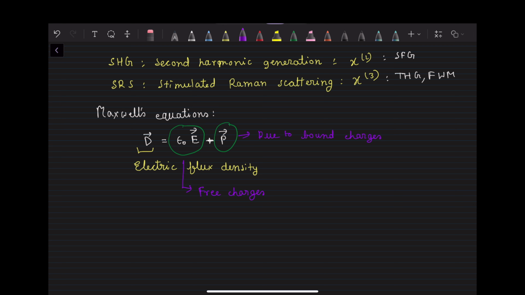So bound charge could be like electrons in an atom or molecules. If there is an electric field, it tends to polarize those inherent charges. So in a way, polarization gives you how the material or the medium will react if there is an incident electric field. So that's very important.